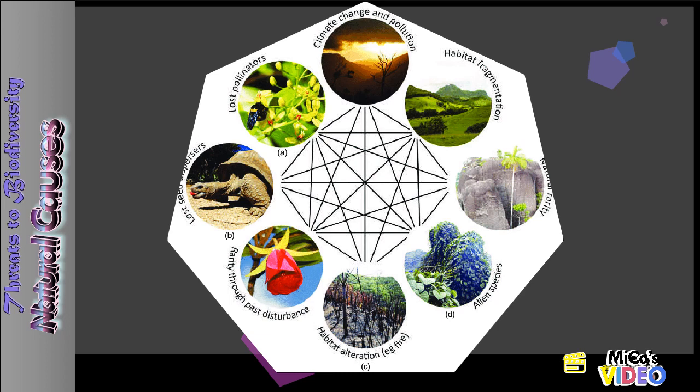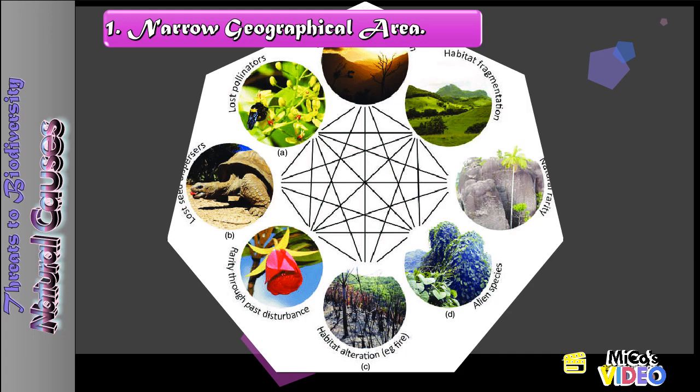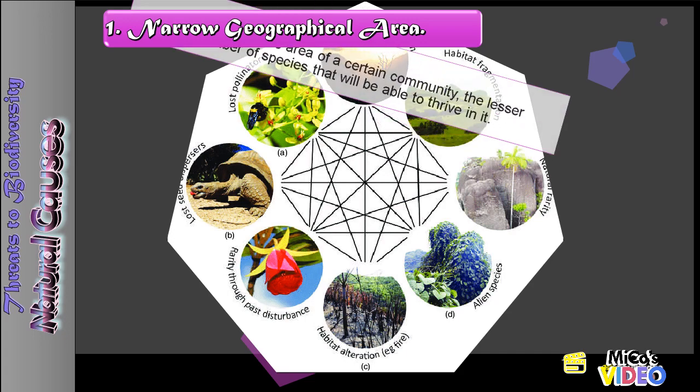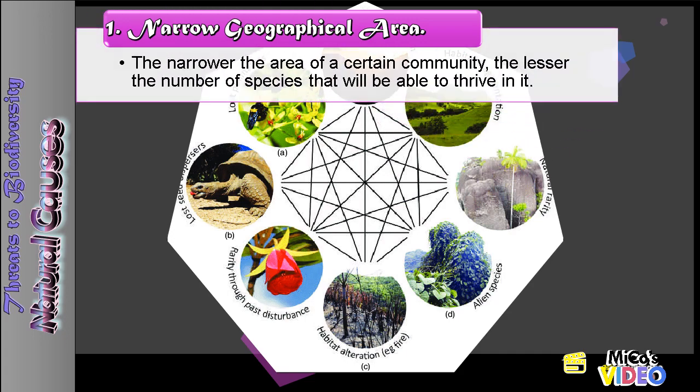First, we have the natural causes. These are the threats that occur in nature and are considered inevitable. Natural causes include the following. First, narrow geographical area. The narrower the area of a certain community, the lesser the number of species that will be able to thrive in it.